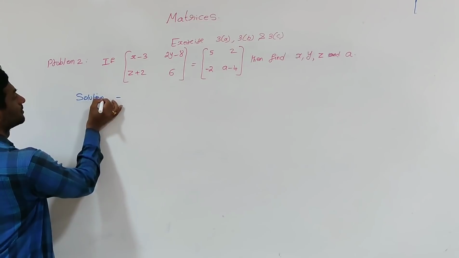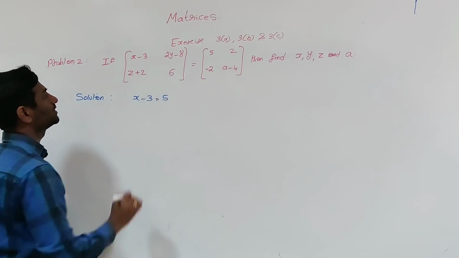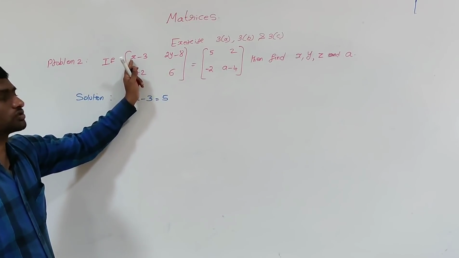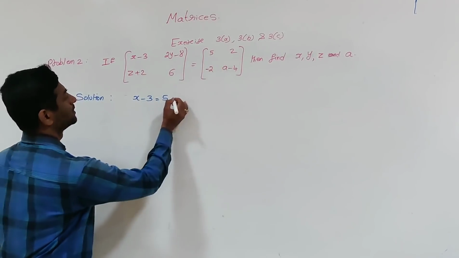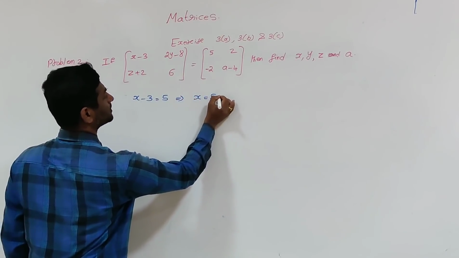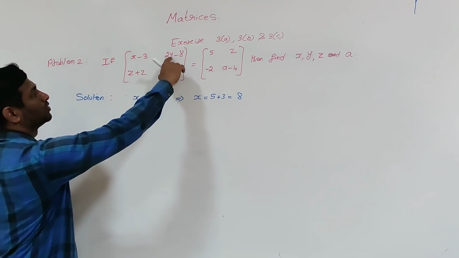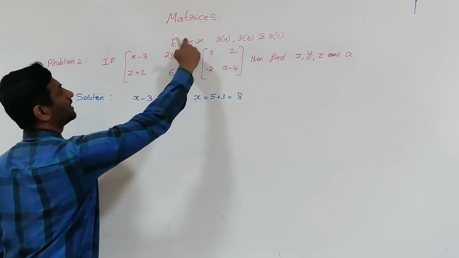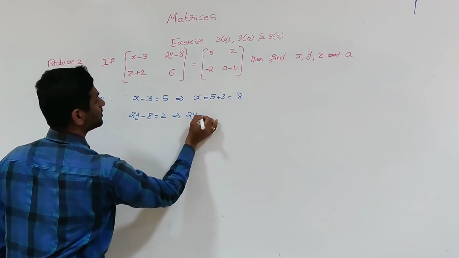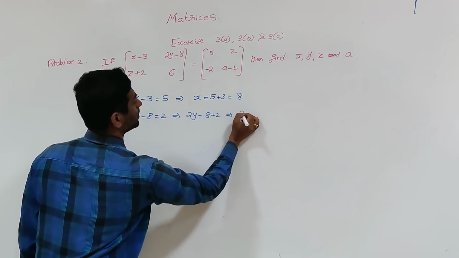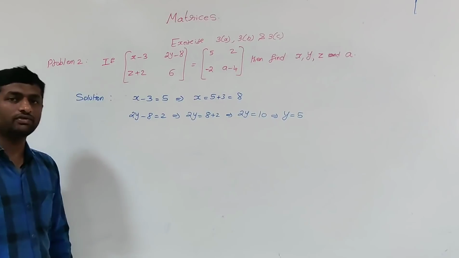Now we'll see the solution. x minus 3 is equal to 5. The first row, first column element of the first matrix should be the same as the first row, first column of the second matrix. So x is equal to 5 plus 3, which is 8. The value of x is 8. Next, 2y minus 8 is equal to 2, implies 2y is equal to 8 plus 2, means 2y is equal to 10, implies y is equal to 5. The value of y will be 5.